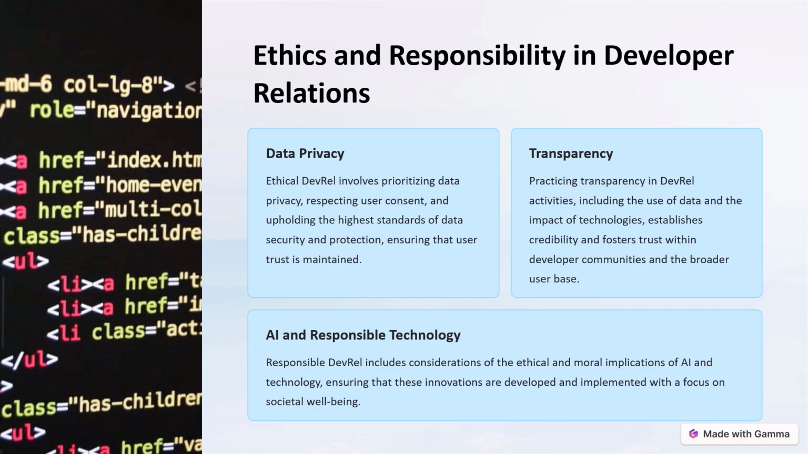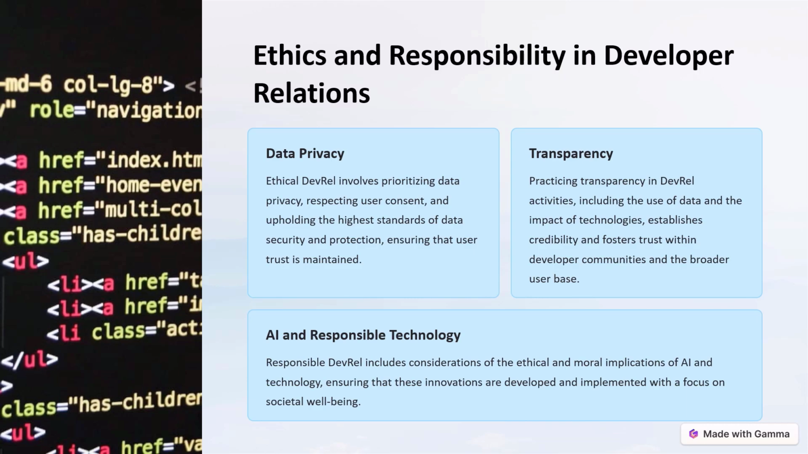And of course there are some ethics and responsibilities in developer relations. So the first thing is data privacy. Ethical development involves prioritizing data privacy, respecting user concerns, and upholding the highest standard of data security. Next is transparency. Transparency is, I think, the most crucial thing, because the developer has to be transparent, including about the usage of data and making an impact with the technology.